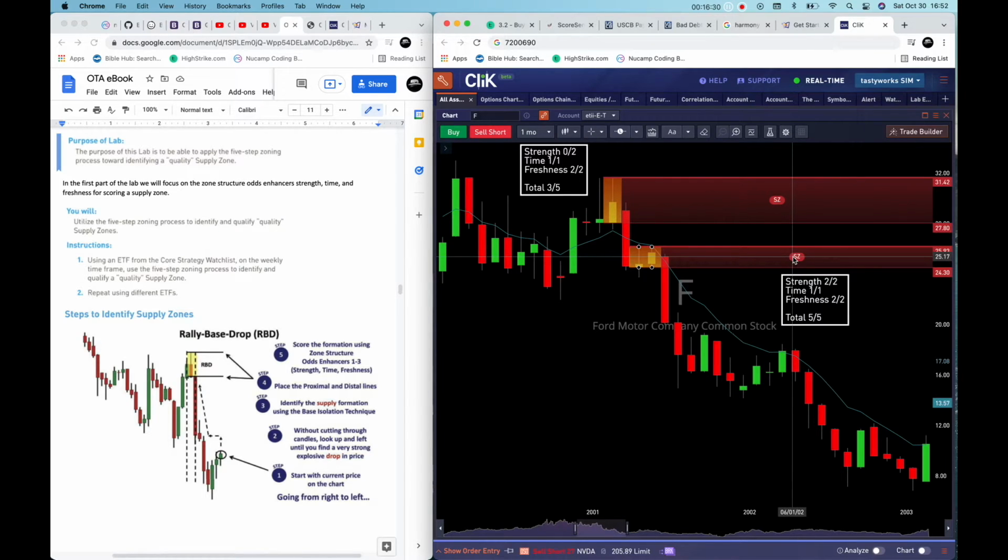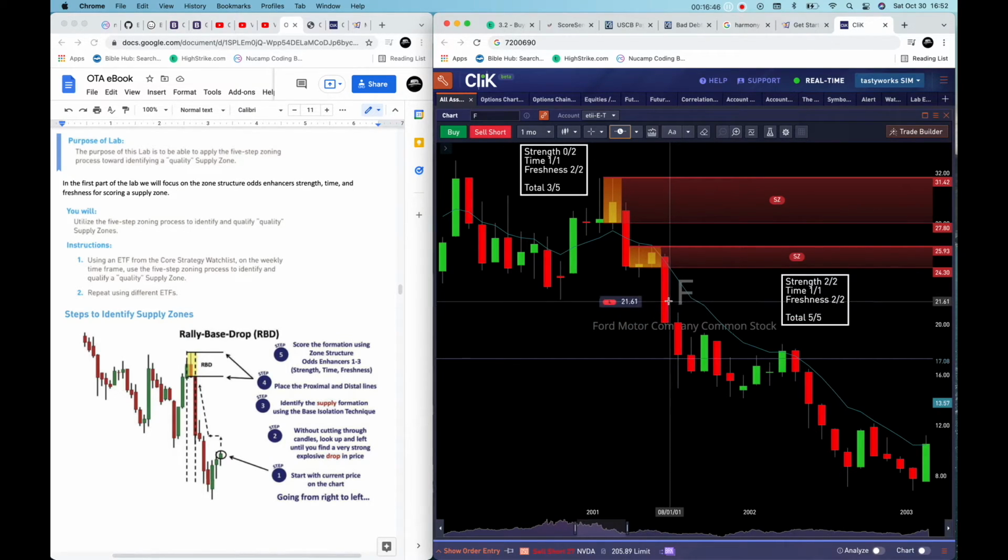So let's go ahead and go through this. We'll start with our bottom zone first. Assuming that this is current price over here, we come up and left. All right. Looking for that explosive drop.